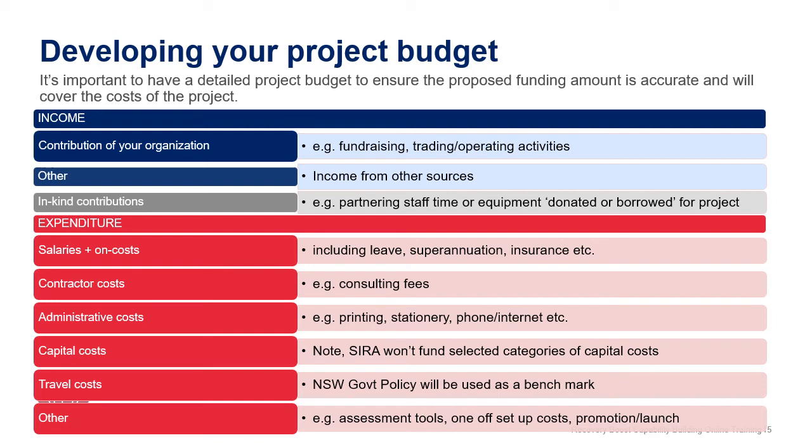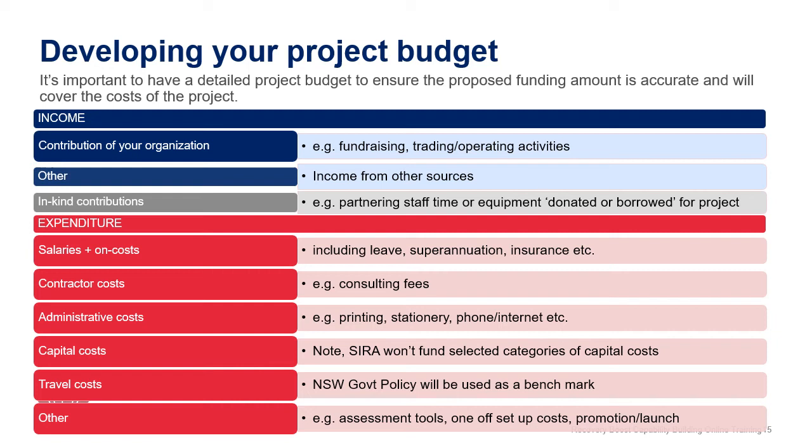So the income elements up the top, we've got the first one described as contributions from your organisation. This might represent funds that will come in from known fundraising or operating activities, for example. The other income amount is anything not captured elsewhere. In-kind contributions allow you to identify inputs that don't really come in the form of tangible dollars, for example, donations or loaning of filming equipment, which will mean that you don't actually need to purchase that equipment yourself. So it represents an in-kind contribution to the income of the project.